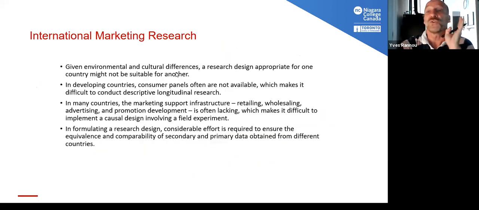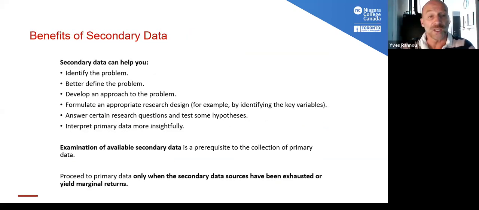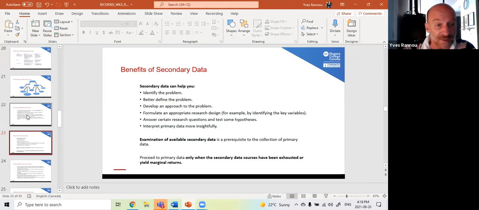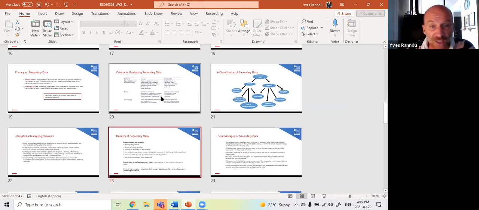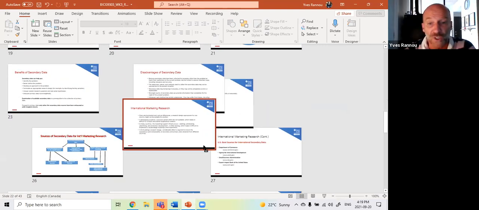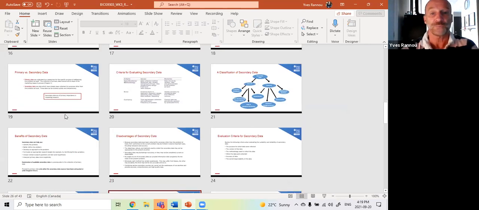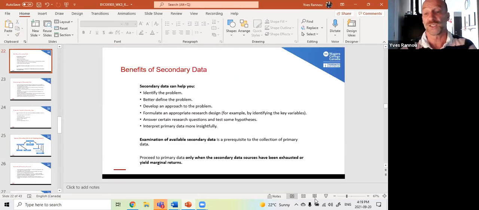Now we're moving on to what is so unique about international marketing research. But I have more details about the benefits of secondary data. So I'm going to change the order because I've added some slides. Okay, the benefits of secondary data.